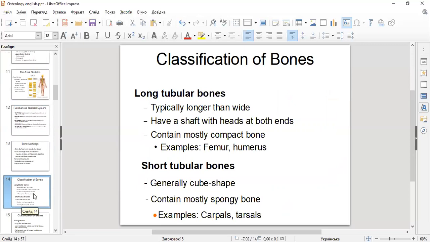Classification of bones. All bones of the human body subdivide into tubular bones, sponge bones, flat bones, and irregular bones. Long bones also subdivide into long and short tubular bones.